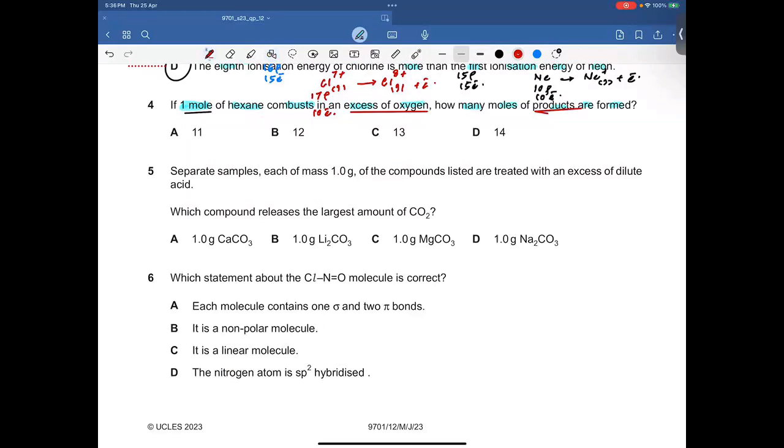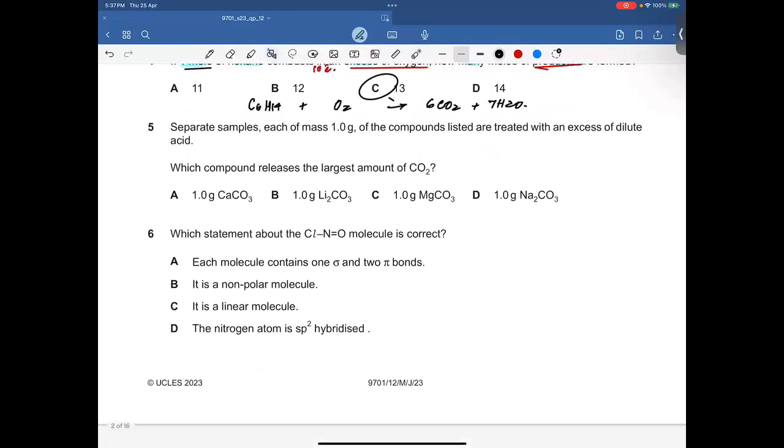So hexane is an alkane, and hexane has a formula of C6H14. In the presence of excess oxygen, it will turn to carbon dioxide and water, 6 moles of carbon dioxide and 7 moles of water, because we have 6 carbon atoms here, so we need to put 6 here. We have 14 hydrogen atoms, so I'll put 7 here. Now, how many moles of carbon dioxide? 6. How many moles of water? 7. 6 plus 7 is going to be 13. So C is going to be the right answer. That's a very straightforward question.